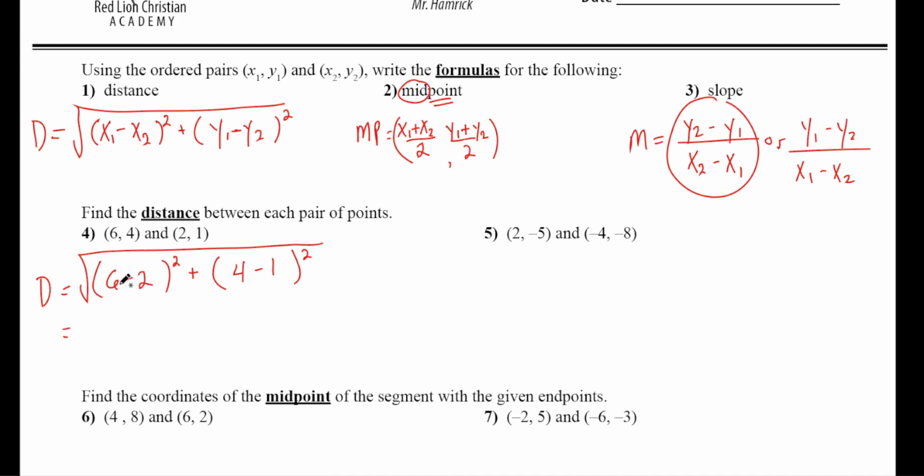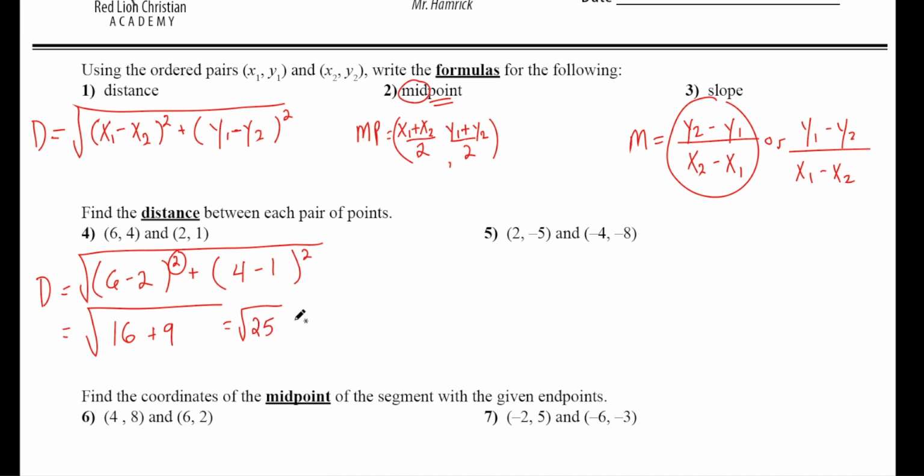Okay, let's do it. Now, let's do a couple steps in our head. 6 minus 2, what's that? You can do that in your head. By the way, let's put a square root here. 6 minus 2 is 4, but then what are we going to do to that 4? We're going to square it, which means multiply by itself. So 4 squared is 16. Good. Let's do the same thing over here. 4 minus 1 is 3. 3 squared is 9. What's 16 plus 9?